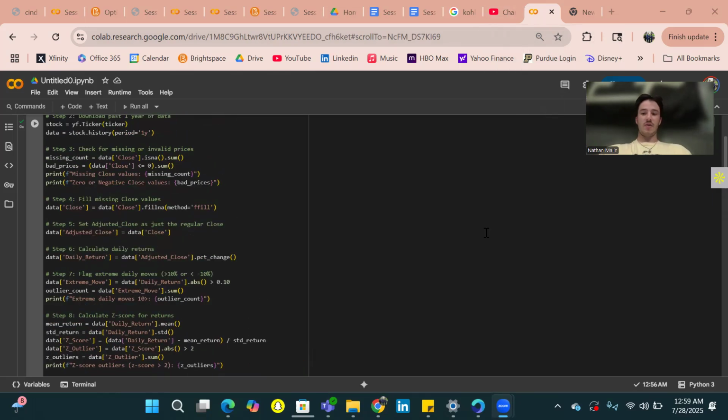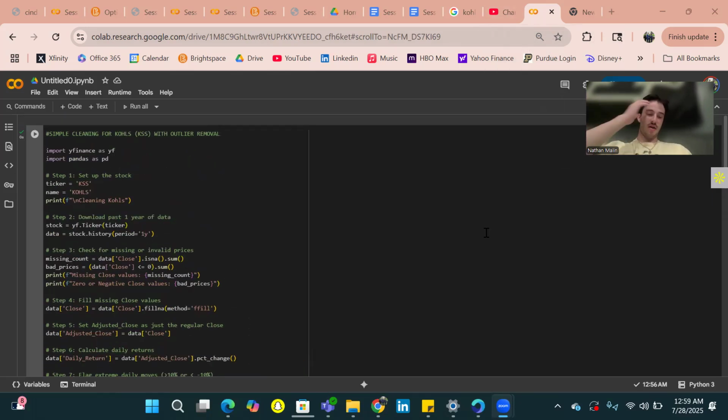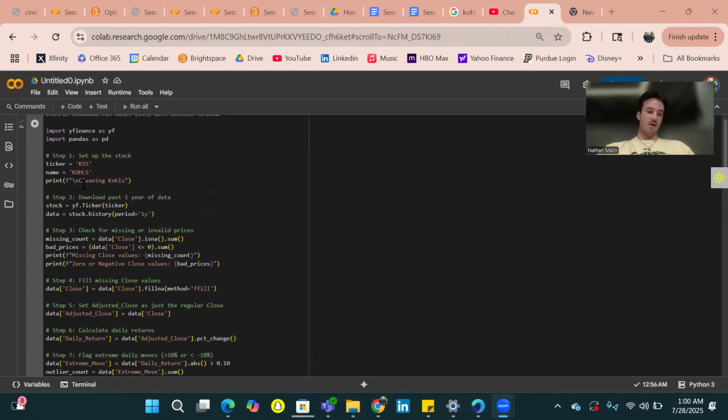And this is the code that I use to help me clean this data. So this is a simple cleaning for Kohl's, which is their stock ticker is KSS. So I first imported Yahoo Finance and I imported Pandas. And my first step was to set up the stock. So my ticker is KSS. My name was Kohl's. And we printed out cleaning Kohl's as our intro.